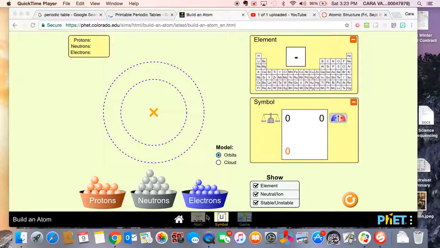Let's take a look. The first one we looked at was the atom screen, and now we're going to look at the symbol screen. Make sure that you checked the stable, unstable box down here. And as we see here, we're going to be working with what's called isotopic notation. And I'm just going to start by building an atom.